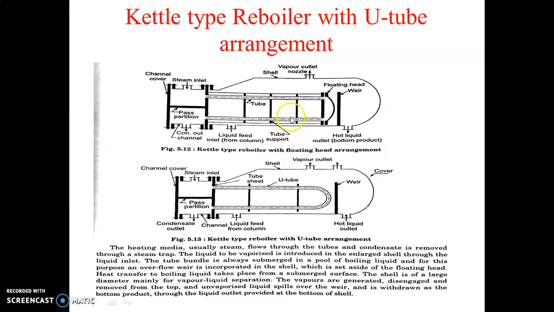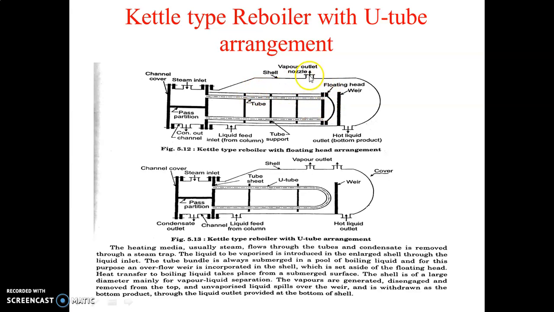At one end of the bundle the tubes are expanded in a stationary tube sheet, and the channel is provided with a pass partition. At the opposite end, the tube bundles are expanded in a floating head. We have already discussed this floating head, and the tubes are free to expand, free to move.